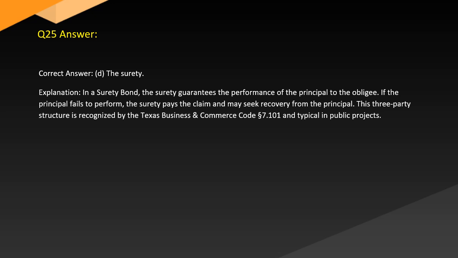Answer. Correct answer: D. The surety. Explanation. In a surety bond, the surety guarantees the performance of the principal to the obligee. If the principal fails to perform, the surety pays the claim and may seek recovery from the principal. This three-party structure is recognized by the Texas Business and Commerce Code SS.101 and is typical in public projects.